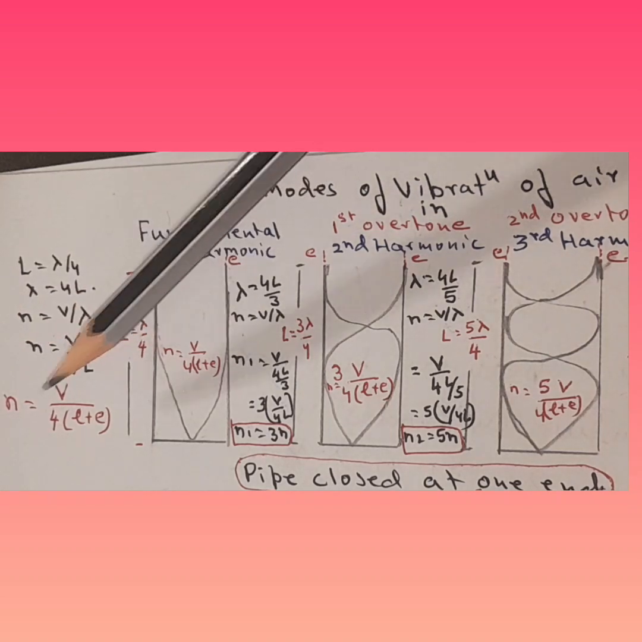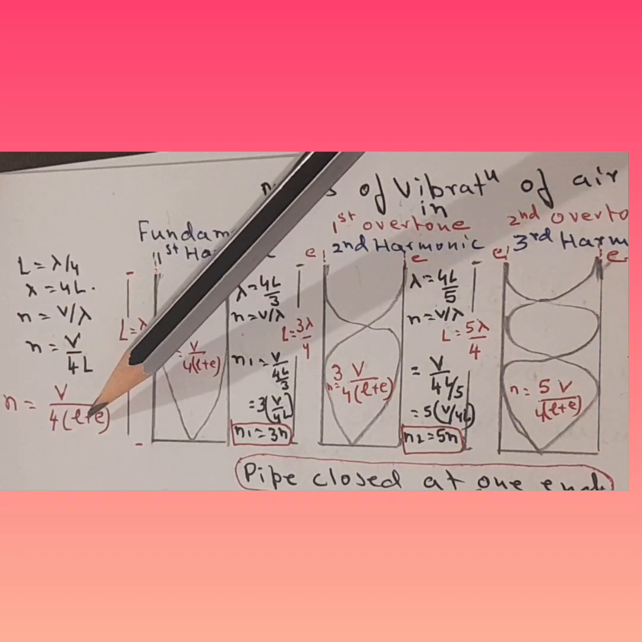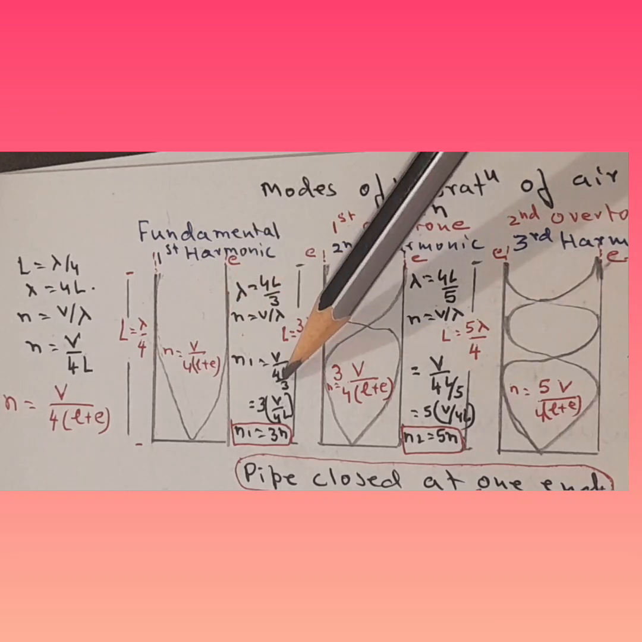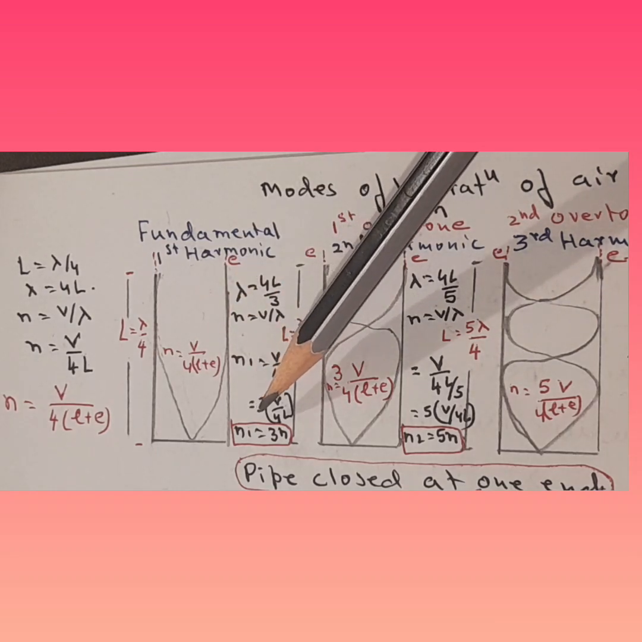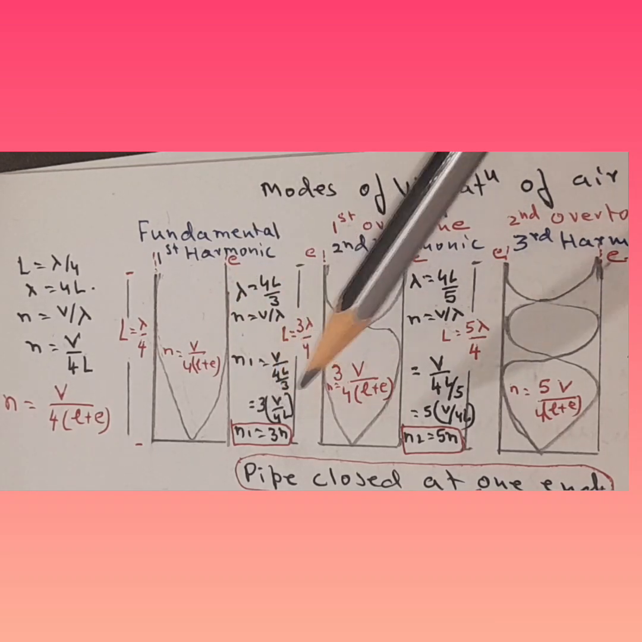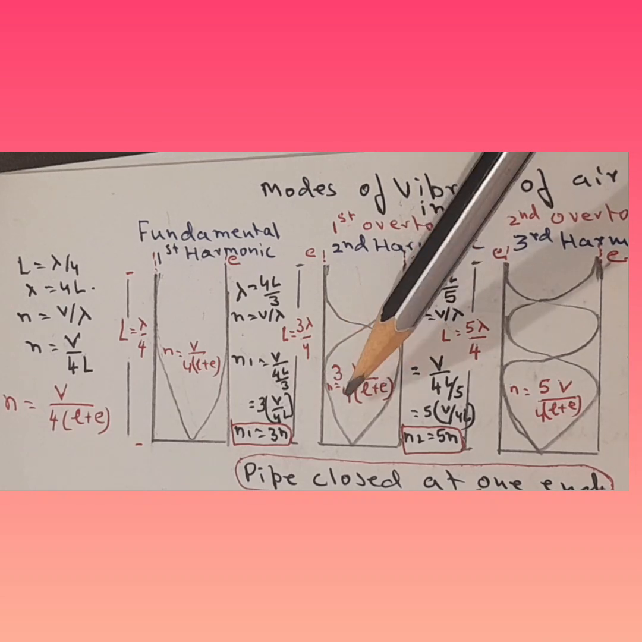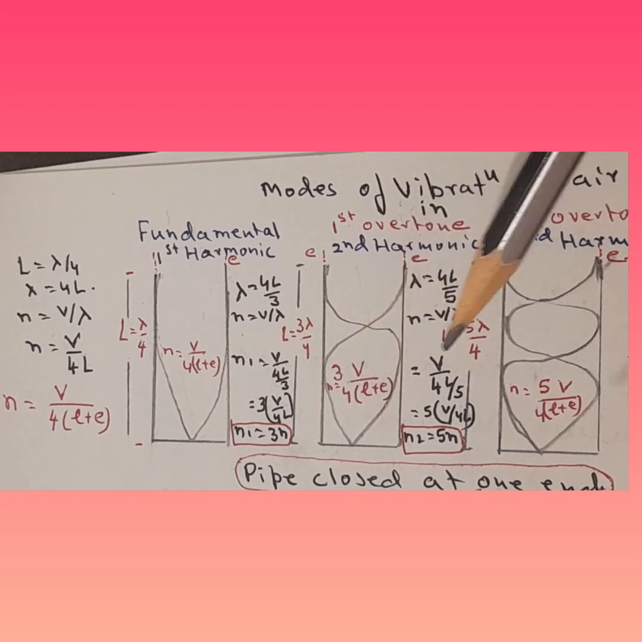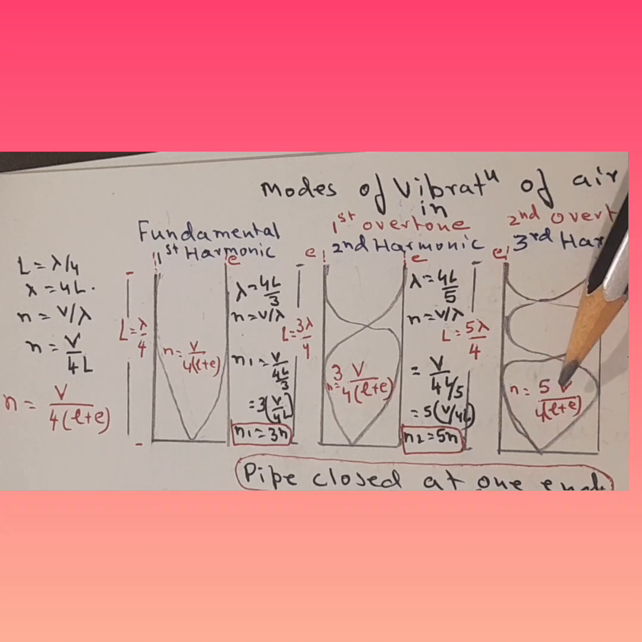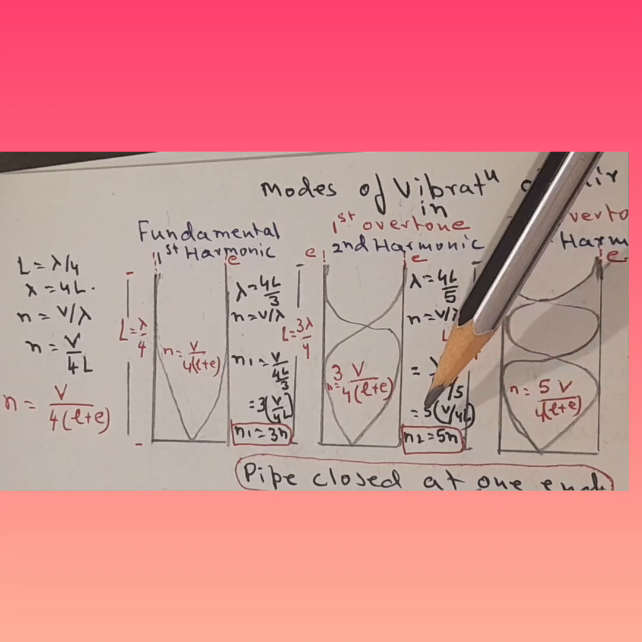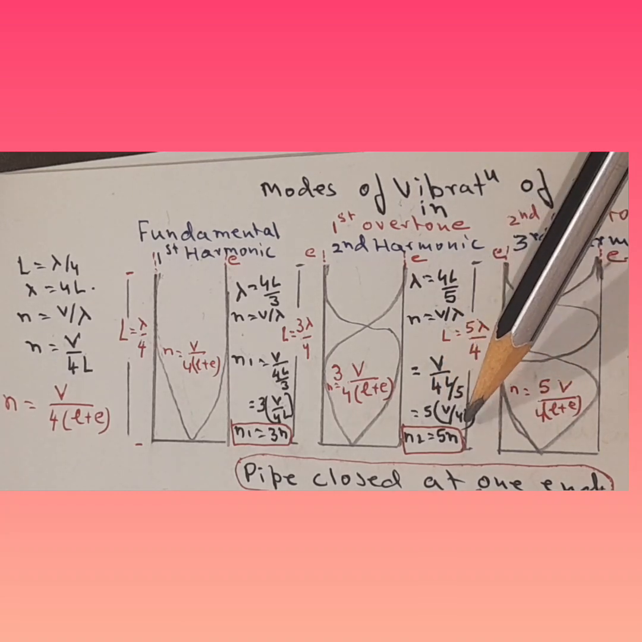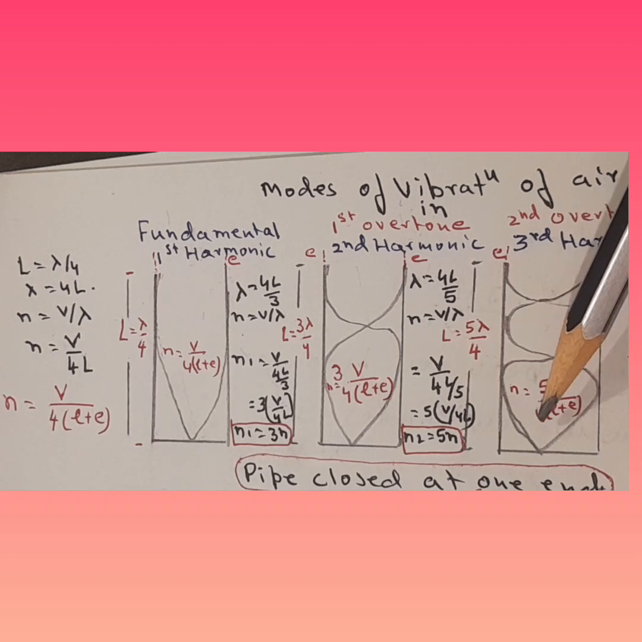So here the formula was this. Instead of that, it became now L plus E. Now again here, the formula that we had derived was 3 into V over 4L. So it became 3V over 4 into L plus E. Similarly here also, what we had derived was 5 into V over 4L. So it would be 5 into V upon 4 remains the same, L plus E.